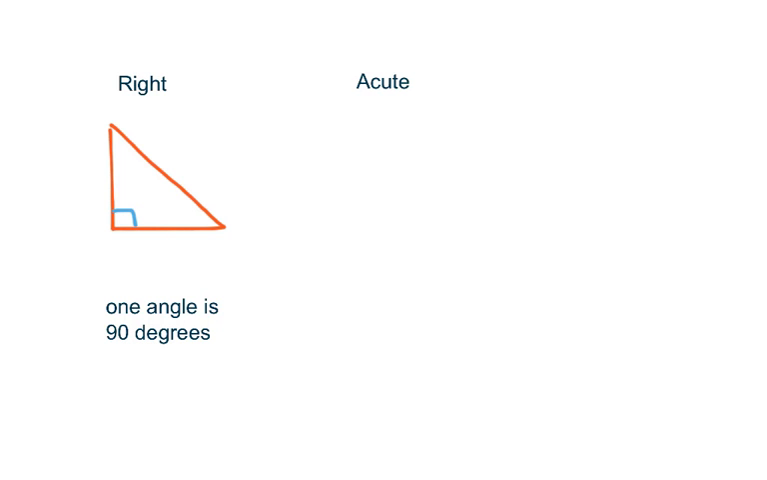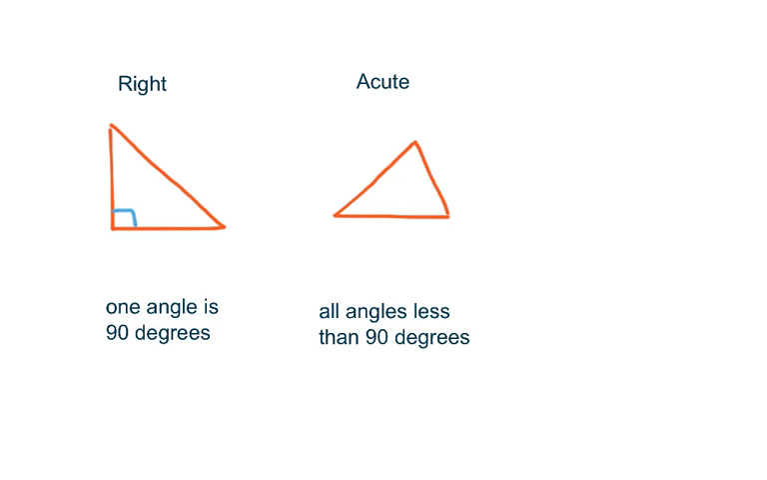Next, we have an acute triangle. That's not very well done. Let me do that one over again. Let's get rid of that bottom line there and fix it up. There we go. In an acute triangle, all of the angles measure less than 90 degrees.